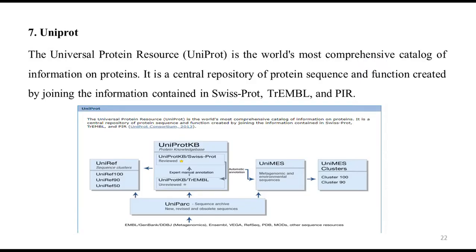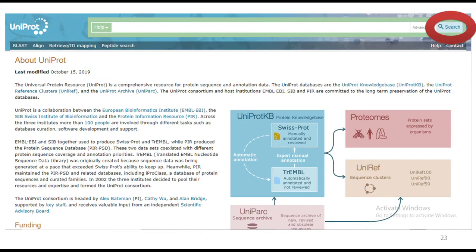Last is UniProt, the Universal Protein Resource, which is the world's most comprehensive catalog of information on proteins. It is a central repository of protein sequence and function created by joining the information contained in Swiss-Prot, TrEMBL, and PIR. UniProt has different databases, which are UniProt KB, UniMes clusters, UniParc, and UniRef. When you click on any of these databases, a homepage of UniProt will appear and here you can search your protein and read about what UniProt is.